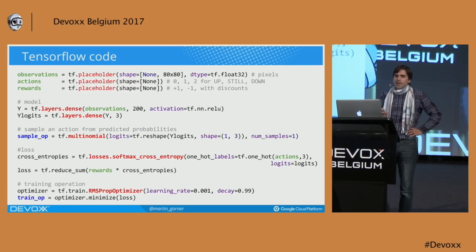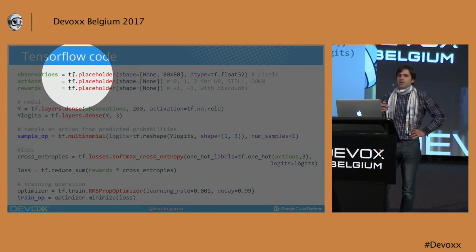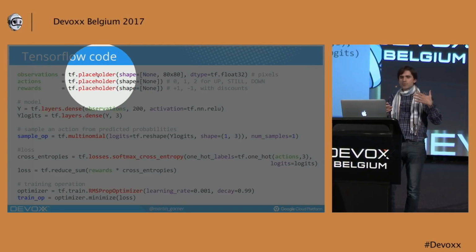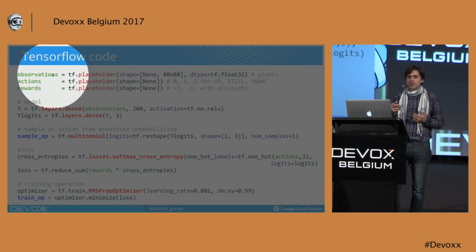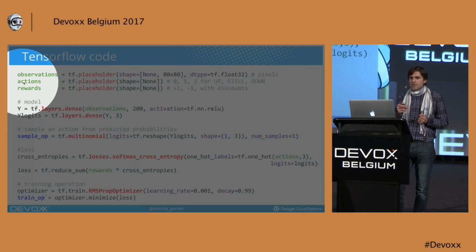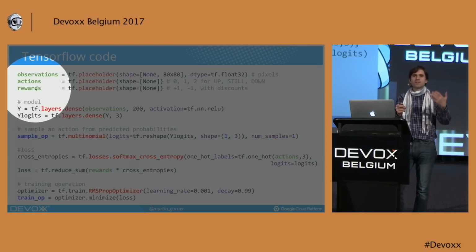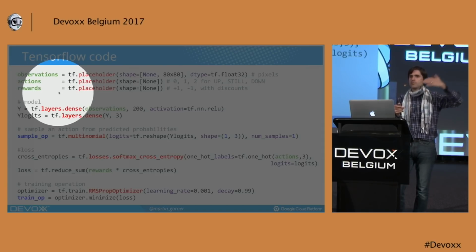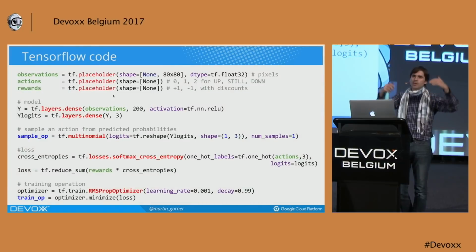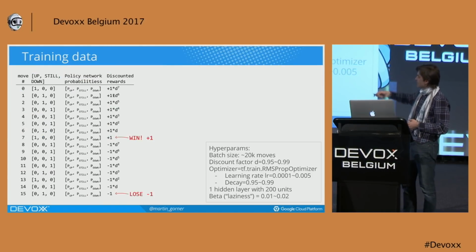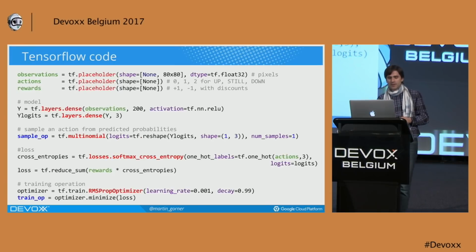So up to now, at the top here, I have placeholders which will receive values. So this is the placeholder that will receive the observations, that will receive the actions that were actually sampled, and the one that will receive the rewards when we finish our game and we have all of those rows with their rewards, with their discounted rewards. That's where we will be feeding them.